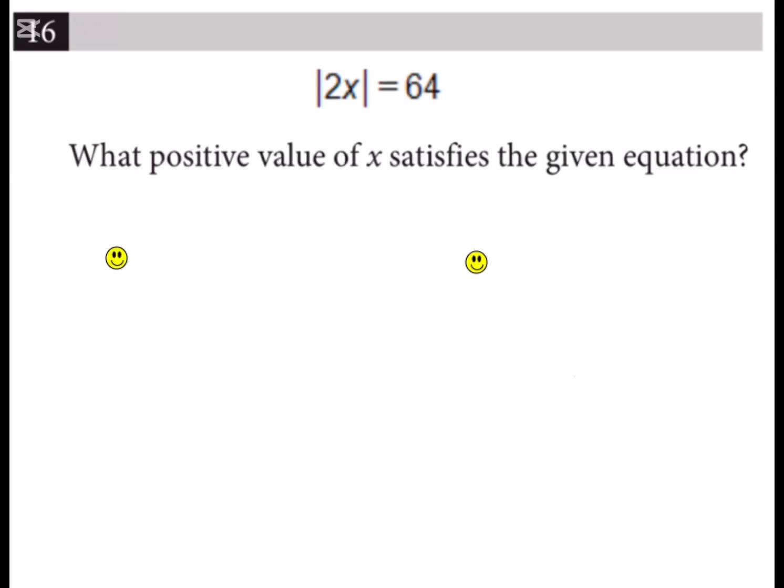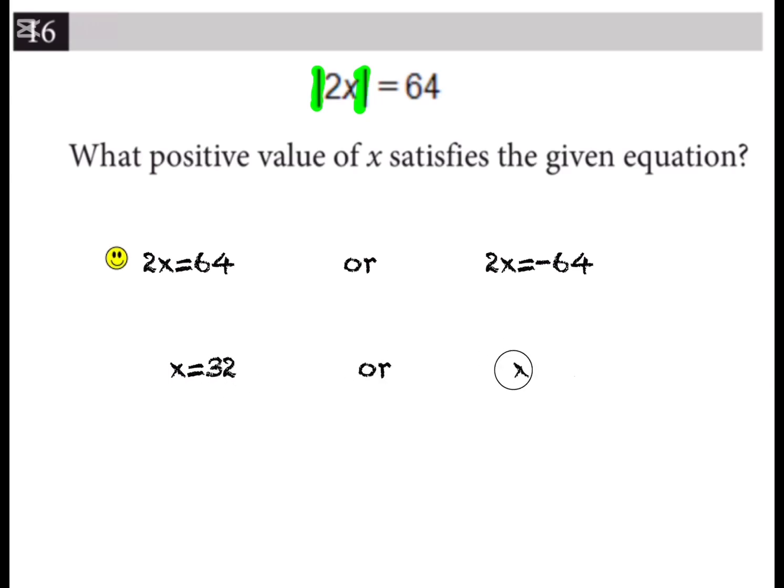Let us start the second part of the exam. To solve the given equation, we need to consider the definition of absolute value. The absolute value equation implies two possible cases: 2x equals 64 or 2x equals negative 64. After solving the two equations, we get either x equals 32 or x equals negative 32. The problem asks for the positive value of x, so the answer is 32.